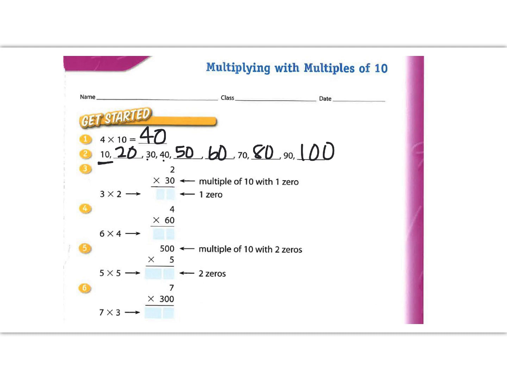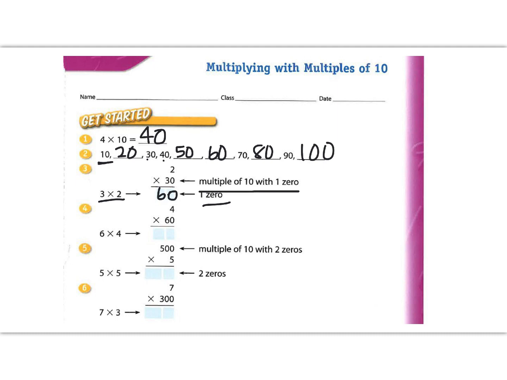So if we look at number 3, it says 2 times 30, a multiple of 10 with 1 zero. So we put 1 zero here. And then we do 3 times 2, which is 6. So 2 times 30 is 60. It's nice when you're multiplying by a multiple of 10 because you can use that zero to help you.